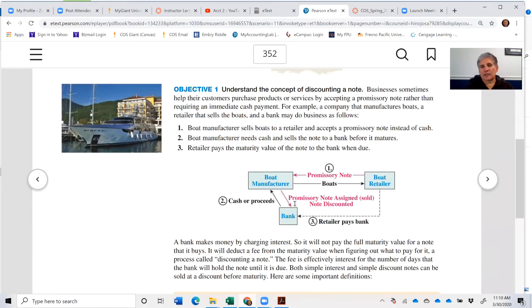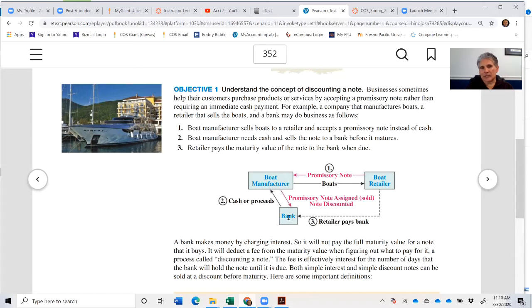So the bank figures out a discount rate, discounts the maturity value, that which was going to be paid by the boat retailer, and gives the boat manufacturer a discounted amount. The boat manufacturer gets its cash, it's good to go. It goes and takes care of whatever it needs to. They get the cash proceeds. Meanwhile, the boat retailer, instead of sending the money to the boat manufacturer, is going to send the amount due for the promissory note straight to the bank.